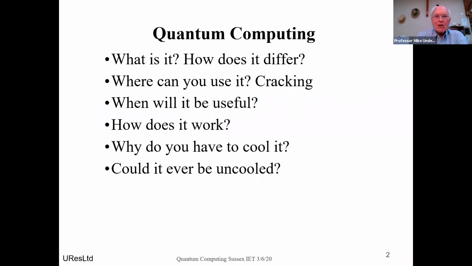So let's progress on. Quantum computing, lots of questions. I'm sure I've not asked all the possible ones, and I'm sure you might like to ask some further ones. So, what is it? How does it differ? Where can you use it? Can you use it for cracking codes? When will it be useful? That's a good question. Is it useful already? How does it work? Why do you have to cool it? And could it ever be undercooled? There are other questions, but we'll pick up those on the way as we go.